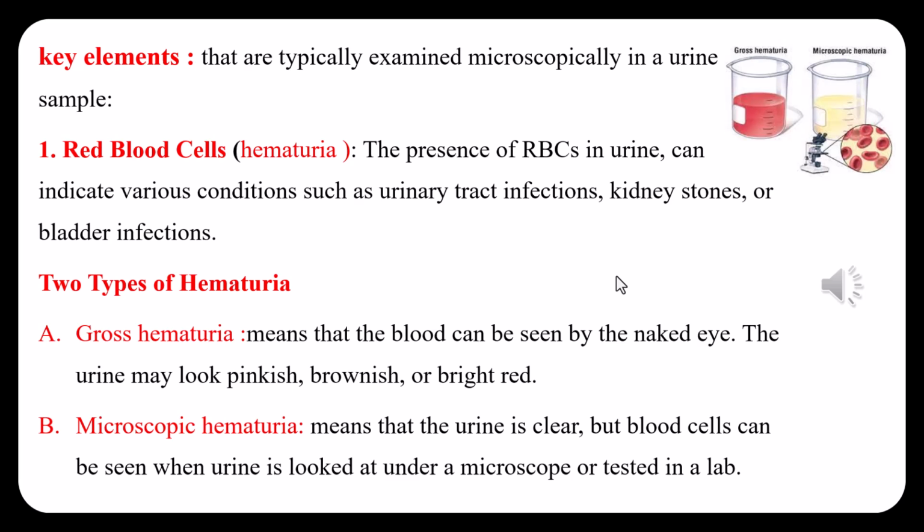Gross means you can see the sample by naked eye, whether the color is red or not. It means blood is present in the sample, and we can find it by naked eye; we call it gross hematuria. While microscopic hematuria means the urine is clear by naked eye, but the blood cells can be seen when the urine is looked at under the microscope or tested in the lab. By naked eye the sample is clear, but only under the microscope can you find the red blood cells. So here we say microscopic hematuria.